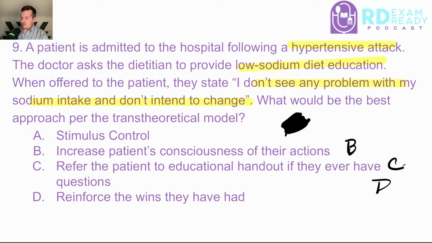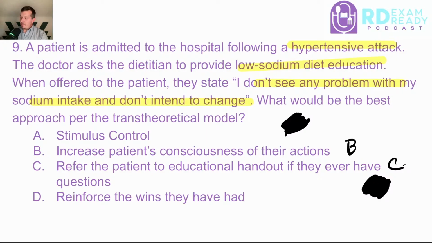B, increase the patient's consciousness of their actions. Okay, I'm going to hold on to that. C, refer the patient to the educational handout if they ever have questions. Okay, I'll hold on to that. And D, reinforce the wins they have had already. What wins? Has he had any wins? I don't think he's had any wins. I'm sorry, I'm not going to give you any wins that you haven't had yet. You don't get to just deny things and say, I win. That's not how it works. So D is out for me, folks.